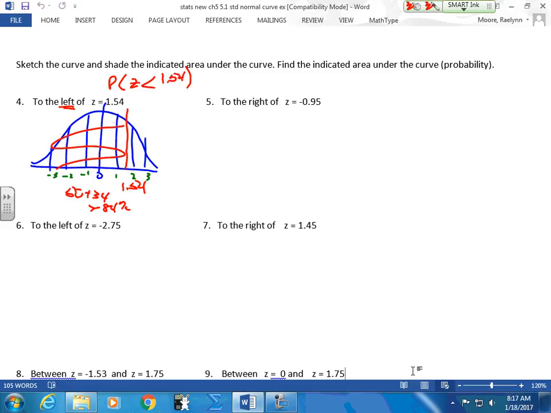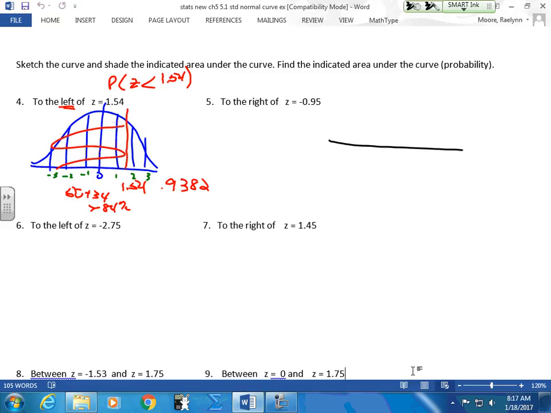I look up my z-score, and I get 0.9382. All I want you to do is give me 4 decimals. Don't move the decimal place. I don't need the percentages. I just need the area. All the areas add up to 1. So I need you to give me the areas under the curve. Good? Okay.